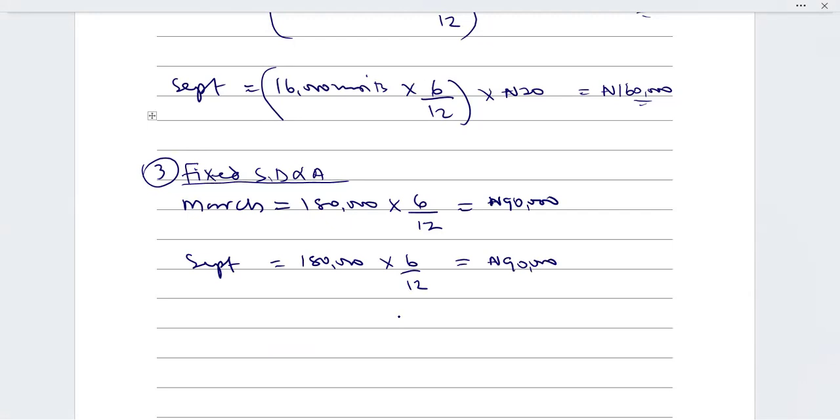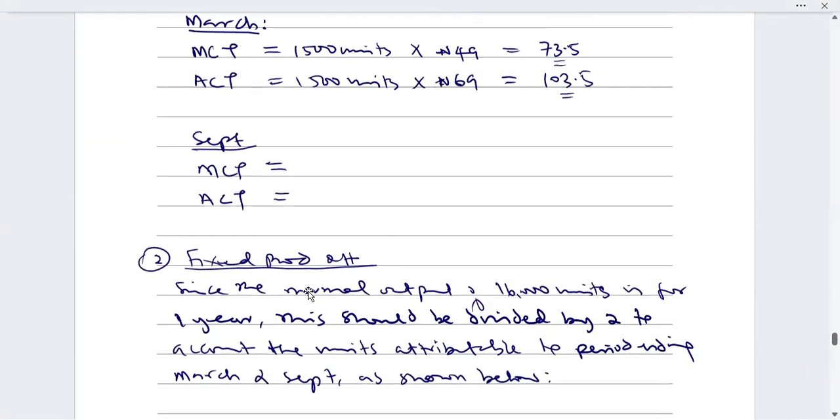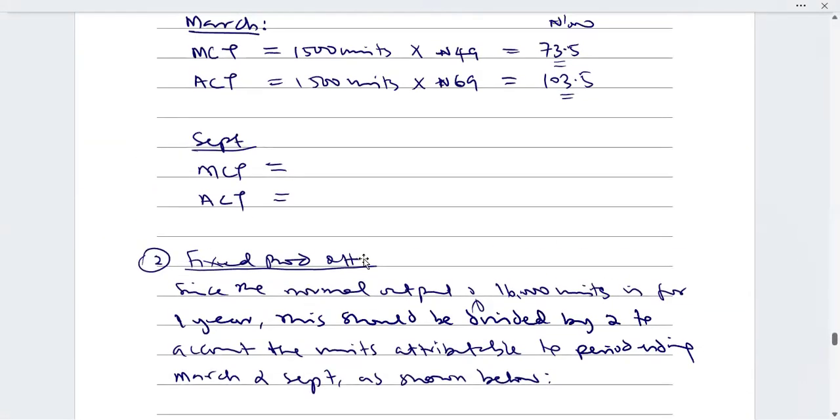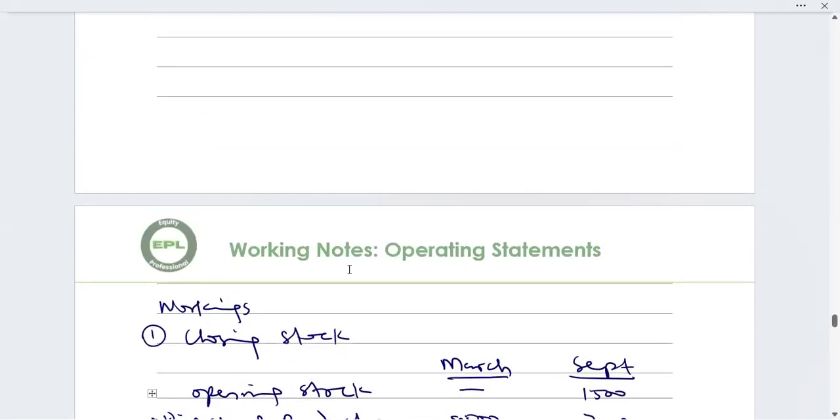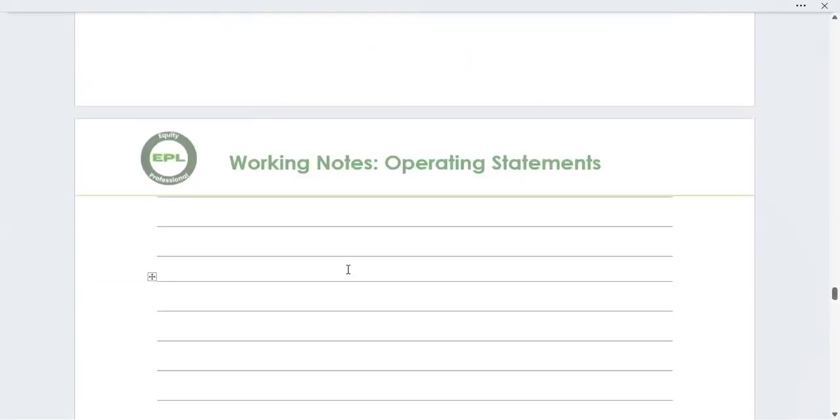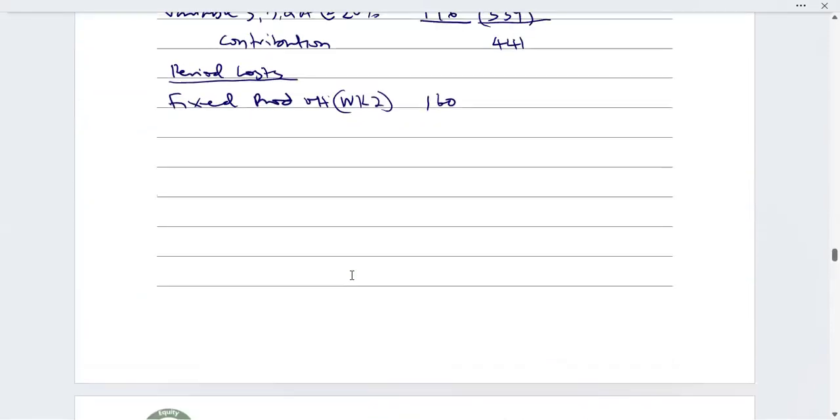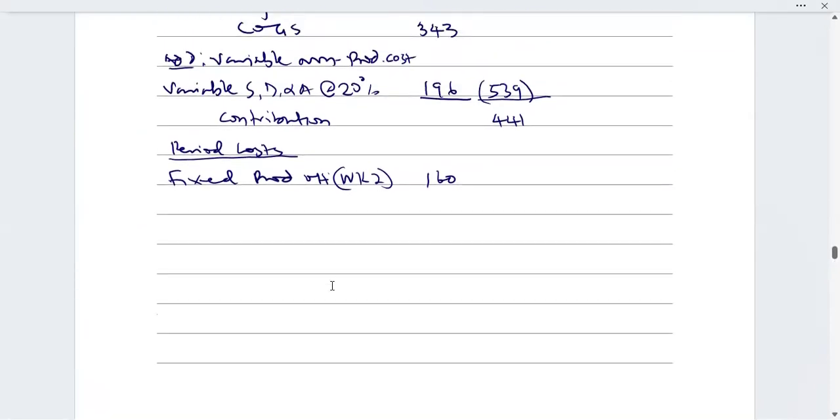So let's go and post up there. 90,000. Excuse me, sir. Since it's the same thing, is it necessary we show it for the first and the second period? It's just our working, so it's not the main solution. You can choose not to even write it down. You can choose to just type it on your calculator and post. But it's important to write it down so that you don't make mistakes. Even when you make a mistake, you can easily trace where it is coming from.